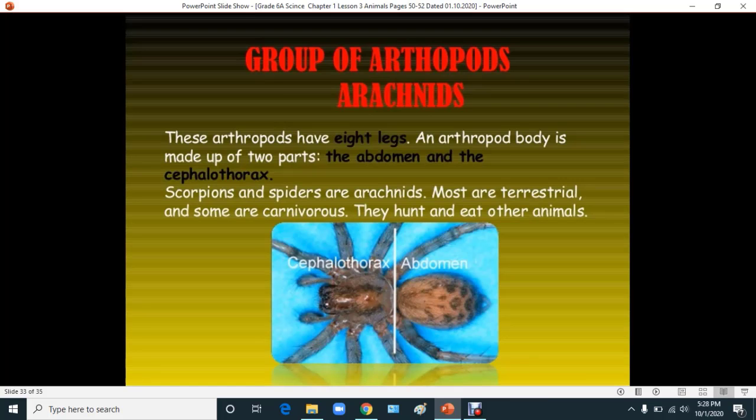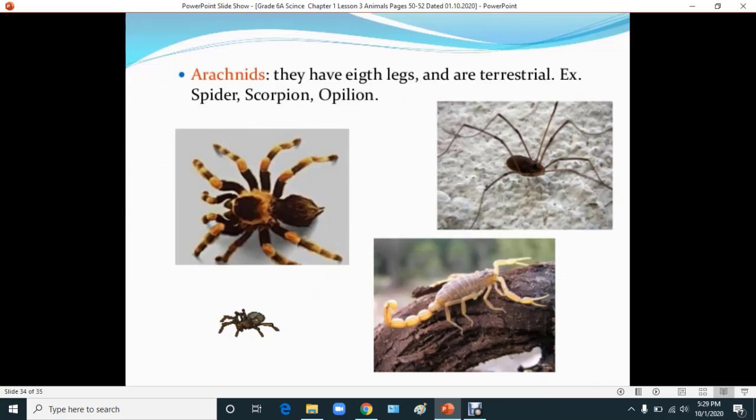The last part of this lesson is about the arachnids. These arthropods have 8 legs, and the body is made up of two parts, the abdomen and the cephalothorax. Scorpions and spiders are examples of arachnids. Most are terrestrial, and some are carnivorous. They hunt and eat other animals. You can see their body: the cephalothorax is one part, whereas the other part is the abdomen. So spider, scorpion, and harvestman are examples of arachnids.